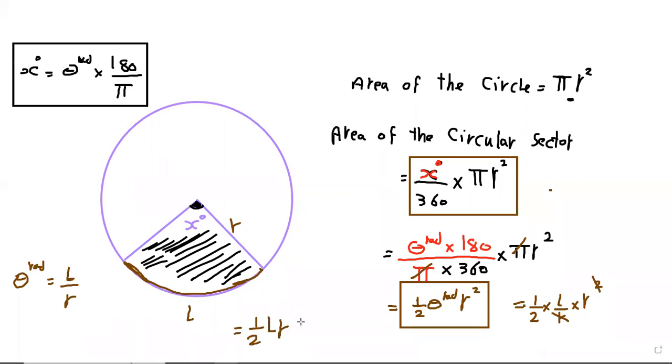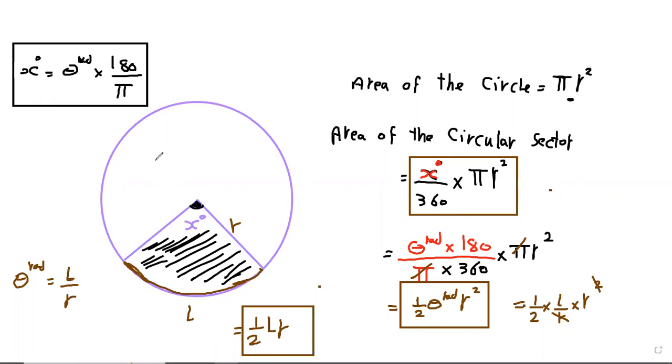So the area of the circular sector can be found by using one of these rules. Rule number 1 is x degrees over 360 multiplied by pi r squared. The second rule is half theta radian multiplied by r squared. The third rule is half LR, where L is the length of the arc.